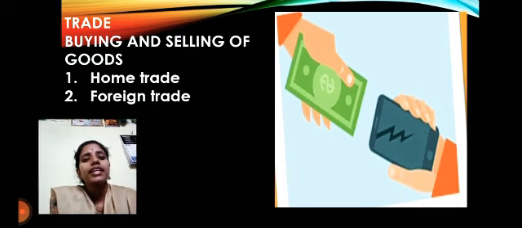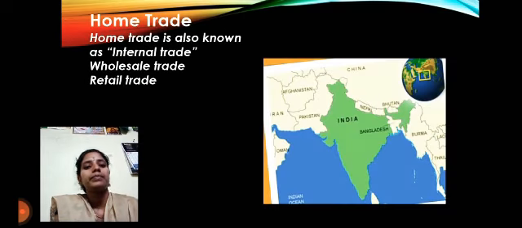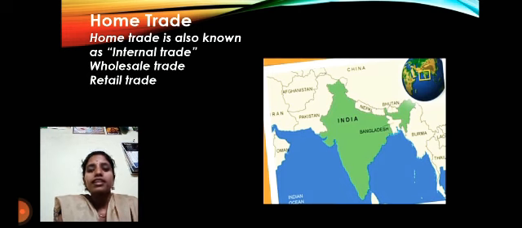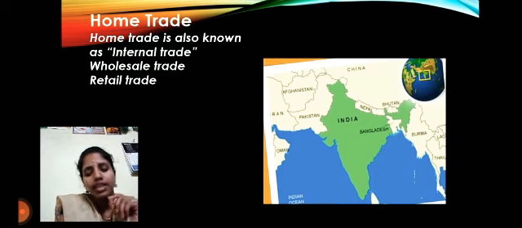Trade is divided into two types. They are home trade and foreign trade. Okay friends, let us see what is home trade. Home trade is also known as internal trade. Home trade is carried within the boundaries of a country. Here, the buyer and the seller belong to the same country.